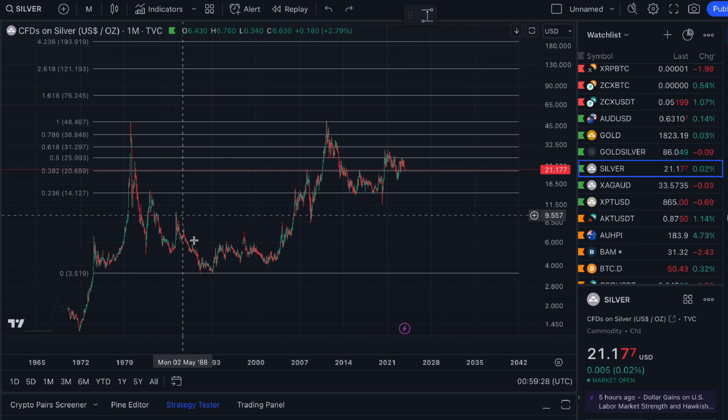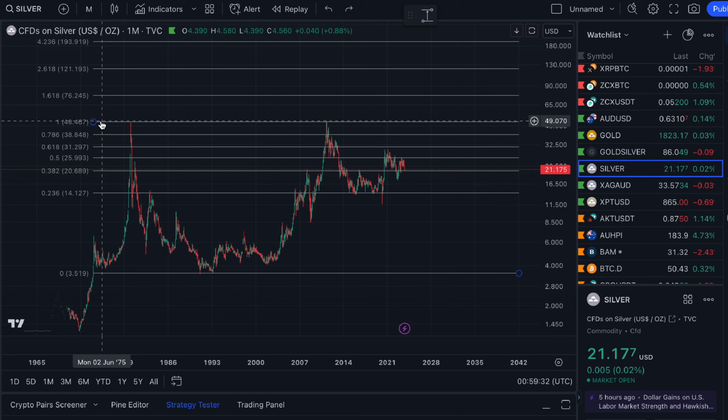Now, I've had this drawn in for a long time, and personally, I use the Fibonacci taken from the high here of 1980, so that's when we hit that $50 mark, call it roughly $50 US, and the low right here. So there's the 1 marked at the top there at $50 in 1980, and the 0 level right here, marked at that early 90s low of $3.50.